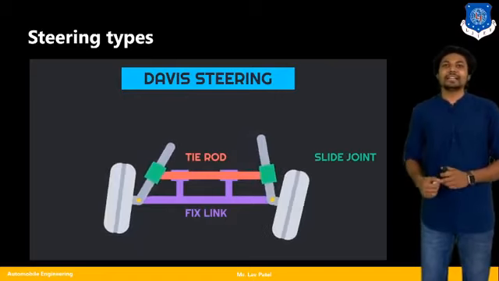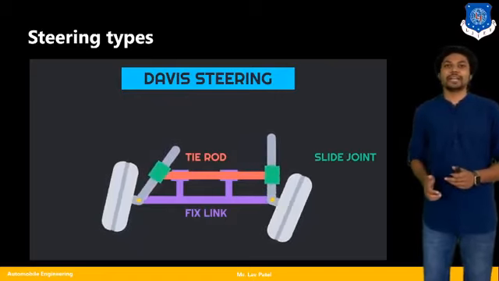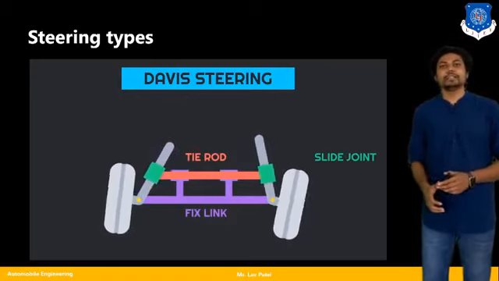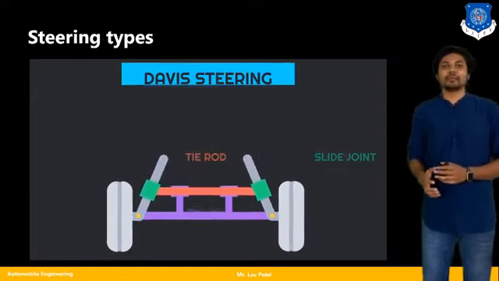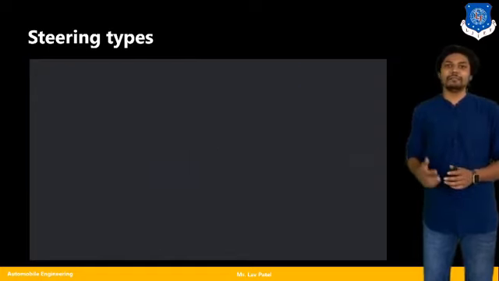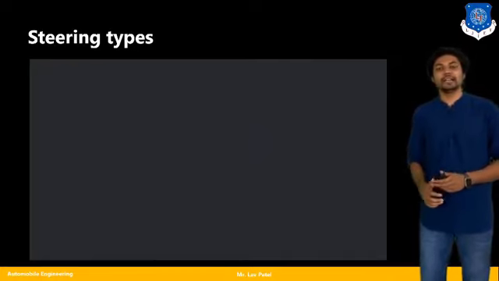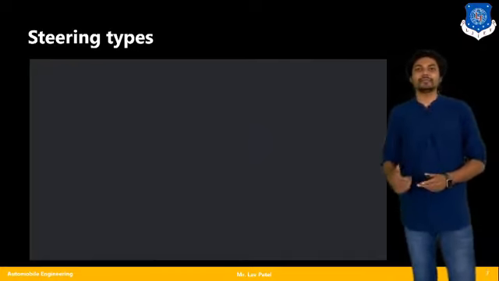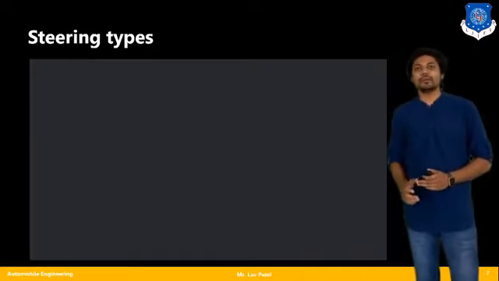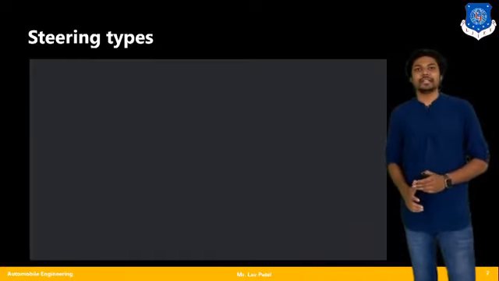But you can see that the Davis steering has lots of mechanical components attached to it. With so many mechanical components, we will find very high friction in such a steering system, or we can say it is a very complicated type of steering system. So this is all about these three types of steering systems.